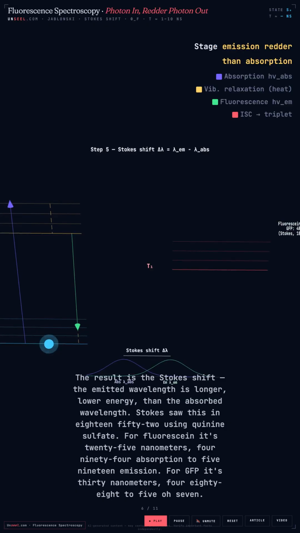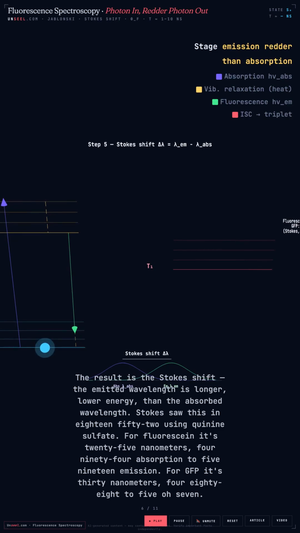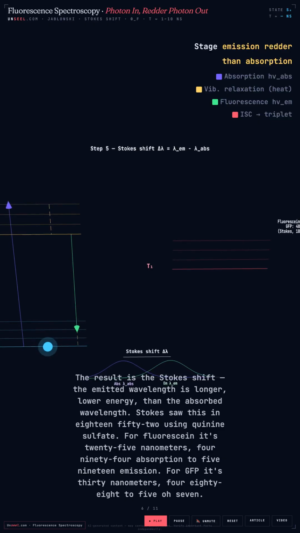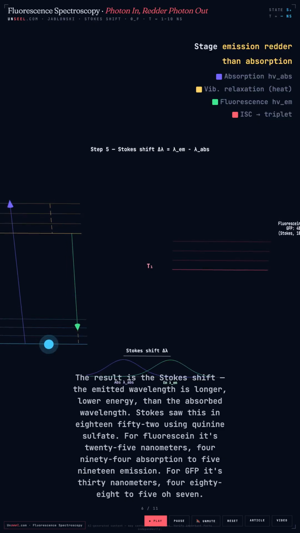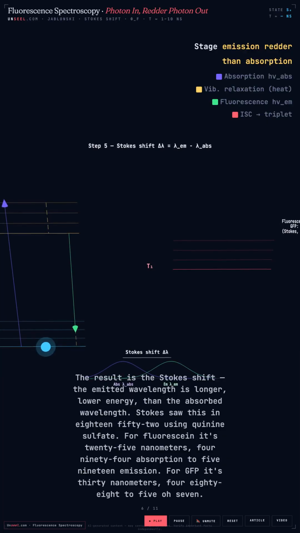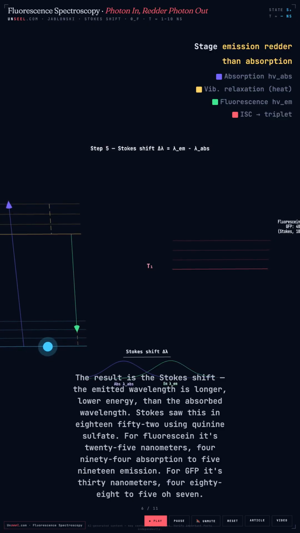The result is the Stokes shift. The emitted wavelength is longer, lower energy, than the absorbed wavelength. Stokes saw this in 1852 using quinine sulfate. For fluorescein, it's 25 nanometers, 494 absorption to 519 emission. For GFP, it's 30 nanometers, 488 to 507.